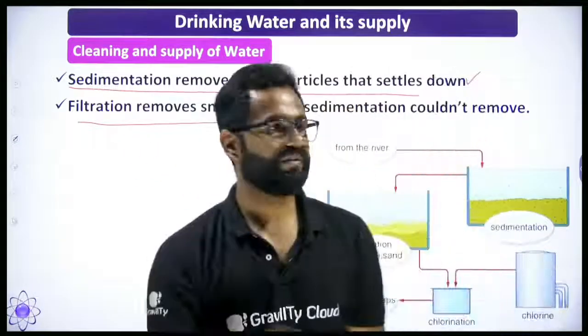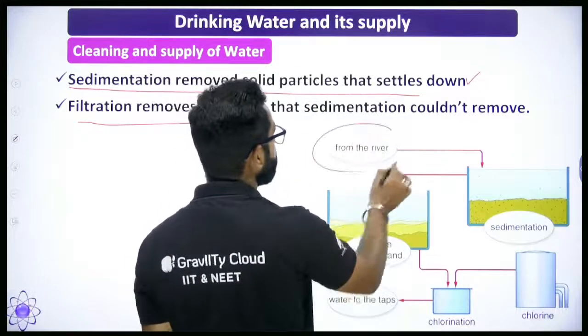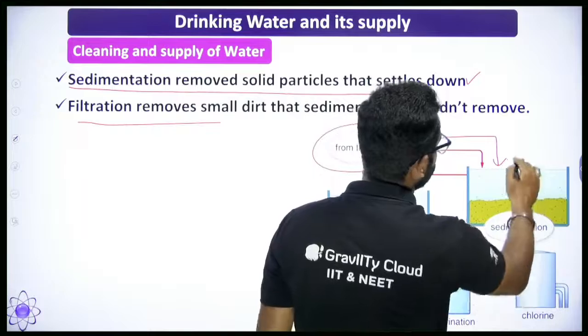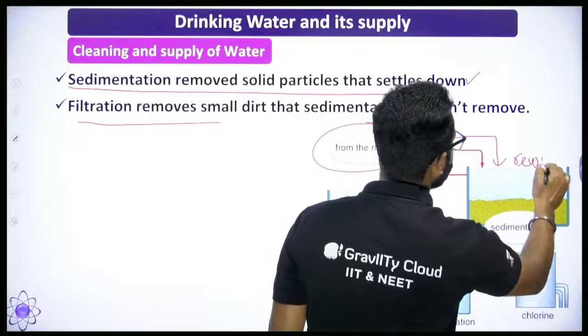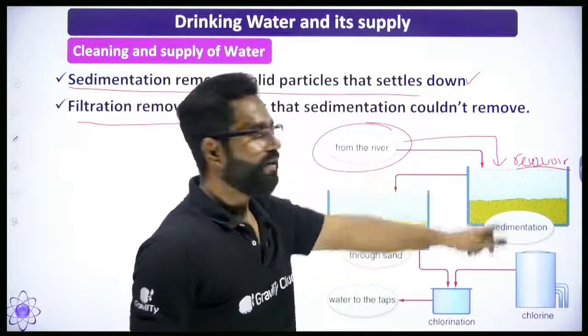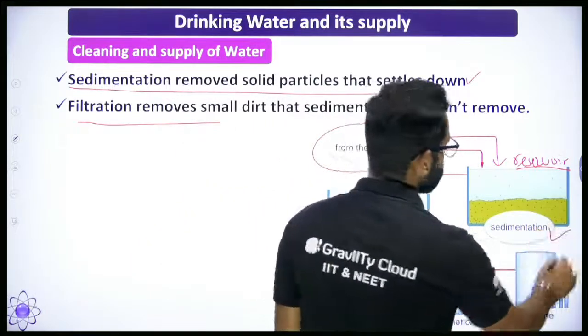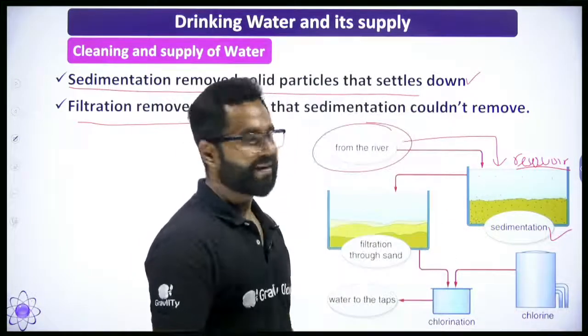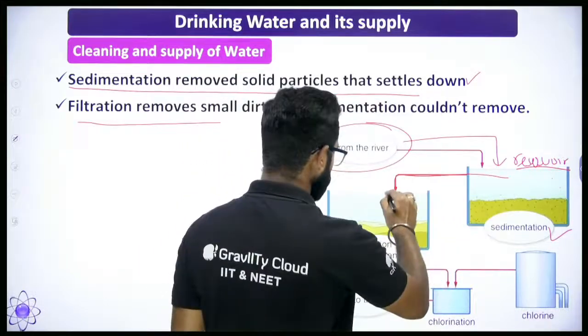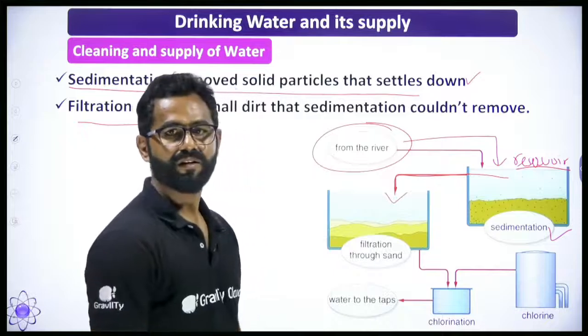So basically what happens, suppose you get the water from the river, right? We pass it to the reservoir. In the reservoir, sedimentation occurs. So the big particles settle down. Then this water is taken from here and passed to the filtration.